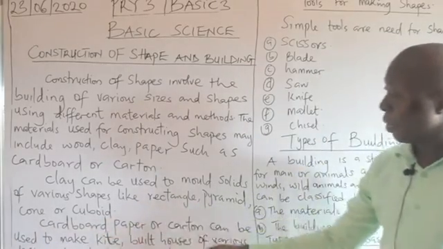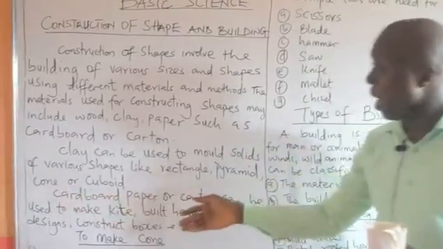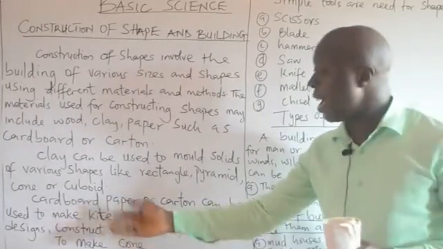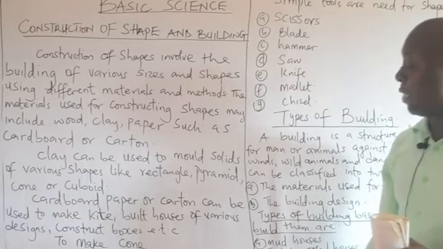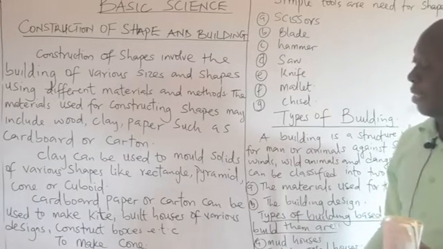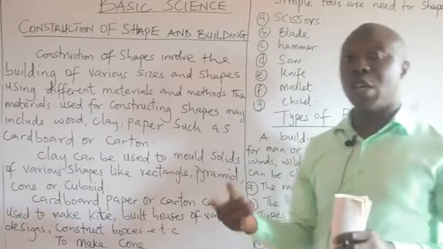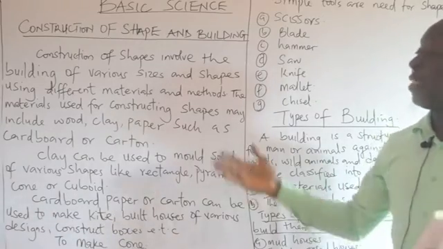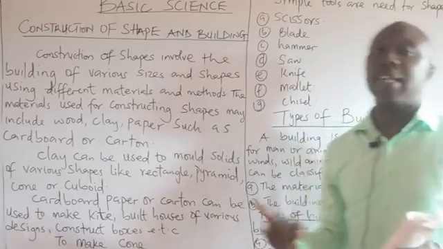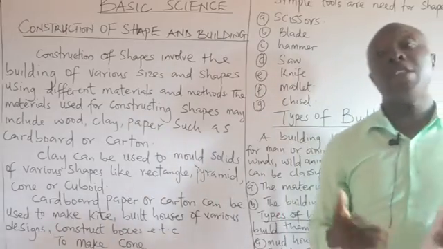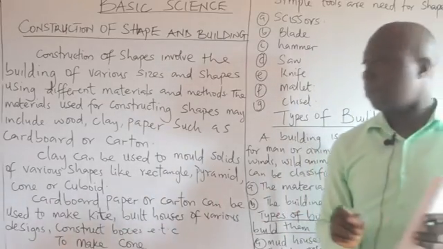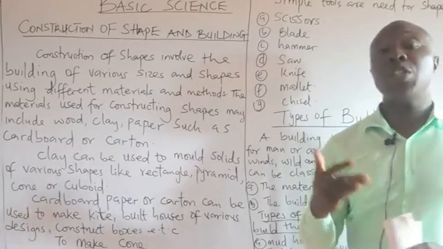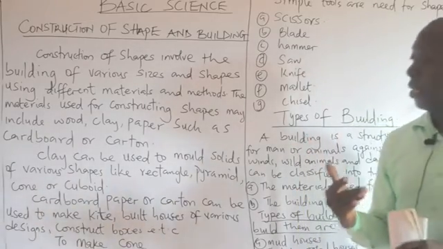Cardboard paper, or carton, can be used to make kites and build houses of various designs. We can also use cardboard paper to construct boxes. That is, this class is supposed to be a practical class. Pupils are expected to get the cardboard paper. They will now use that cardboard paper to construct different shapes.